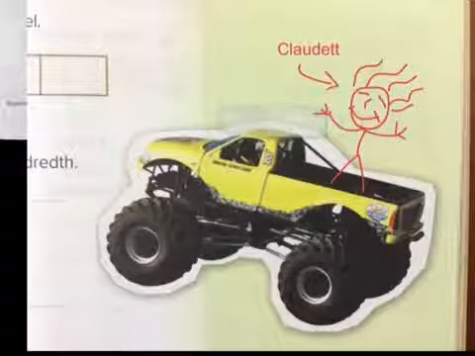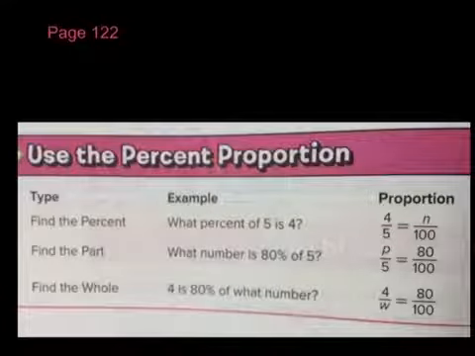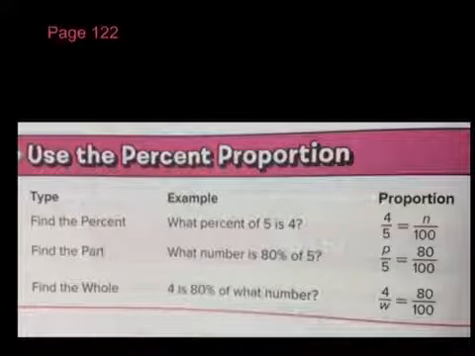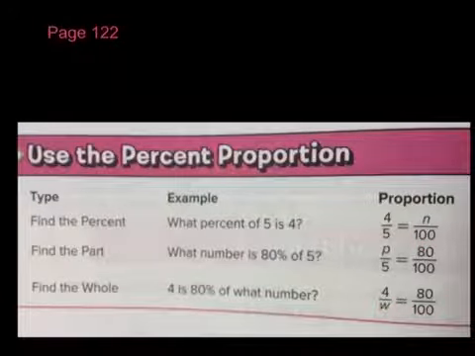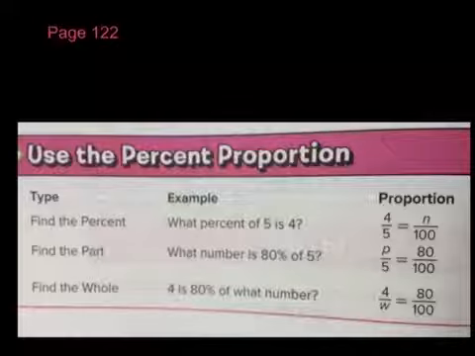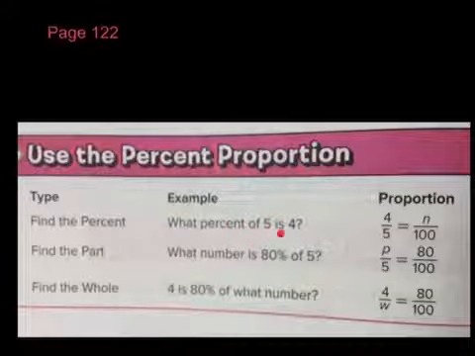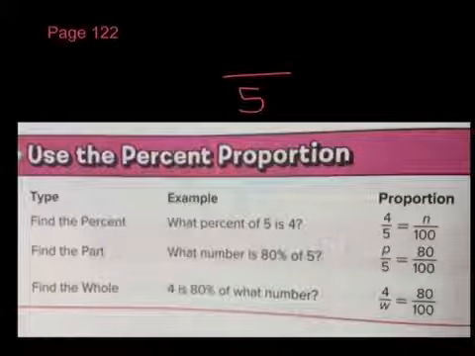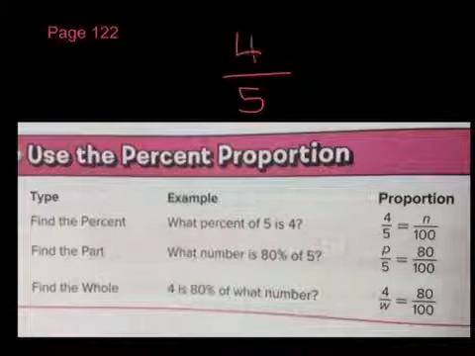Now I'd like to direct your attention to page 122, to the top part, the percent, use the percent proportion. Now this is a key concept that we have. We've used this method in class to find the missing variable. Here we have, for example, what percent of 5 is 4. So what they're telling you is, out of 5, what is 4?